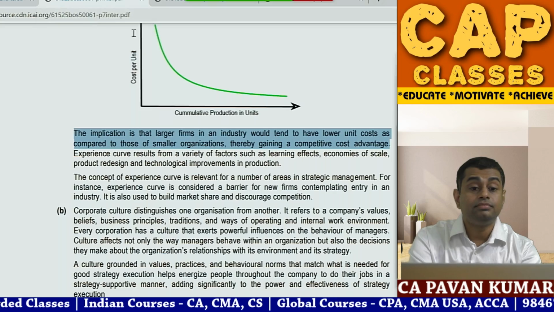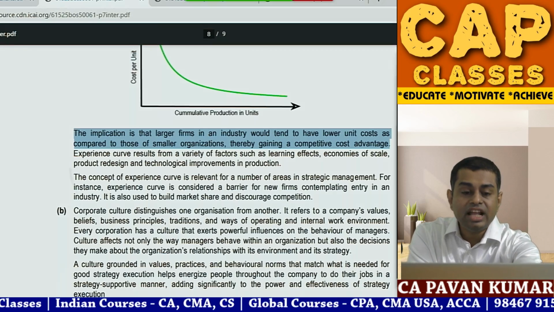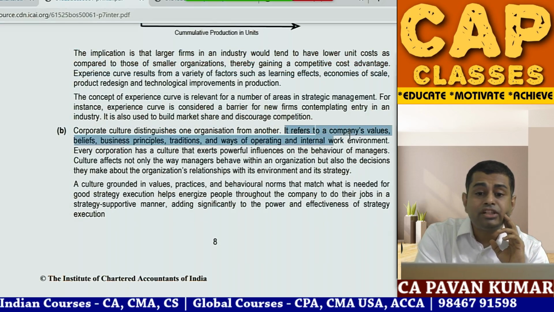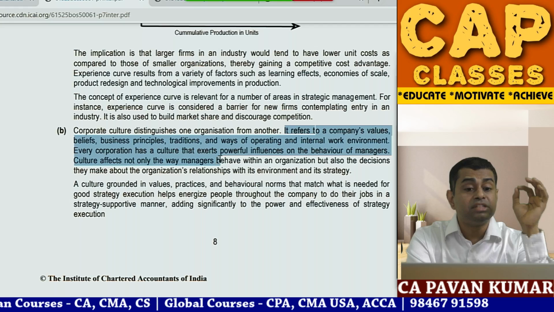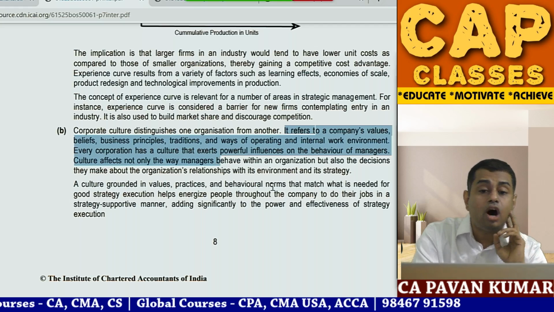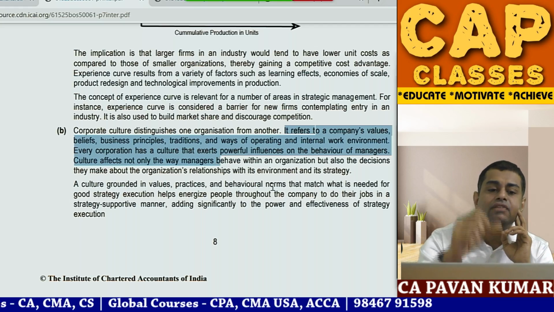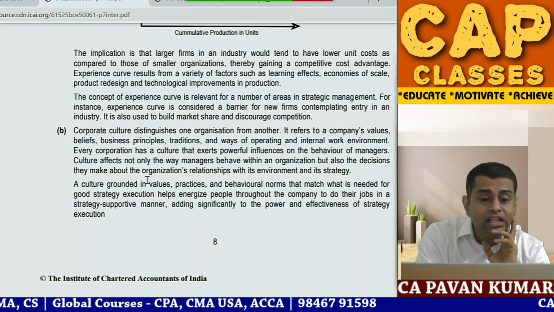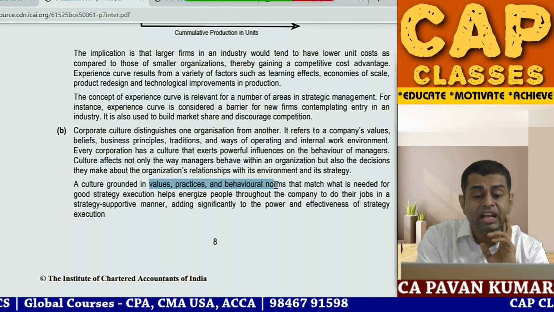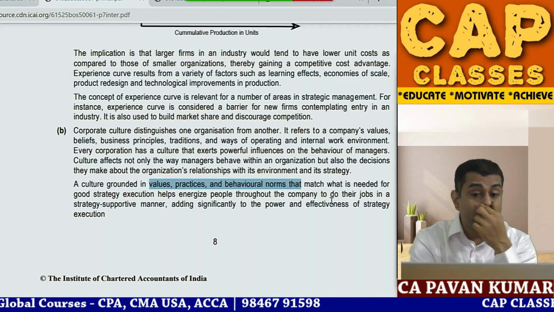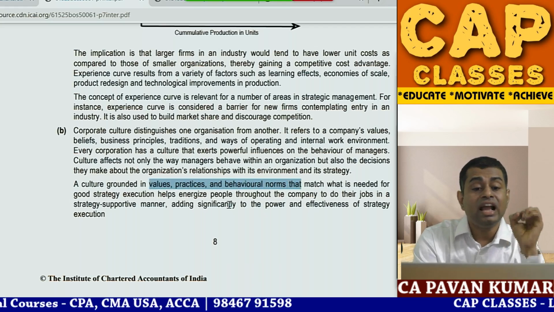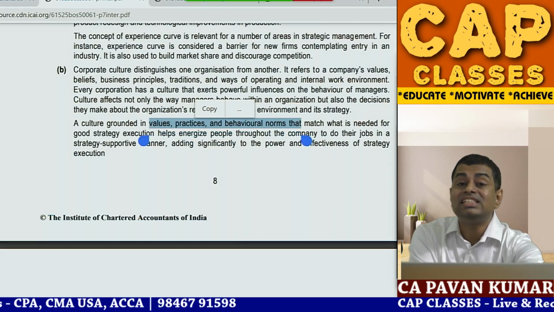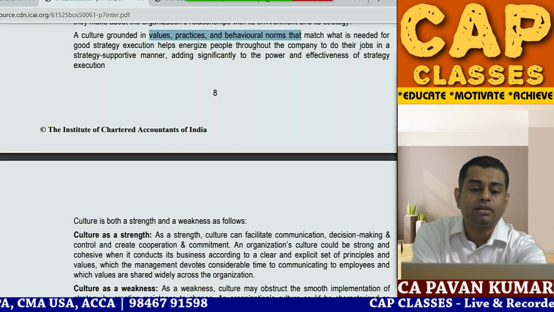So you understand terminology. First they have written corporate culture. So what is the meaning? It refers to the company's values, beliefs, business principles, traditions and the way of operating and internal work environment. So that is the meaning they have written. A culture grounded in values, practices, behavioral norms that match what is needed for good strategy execution helps energize people throughout the company. This is strategy-supportive culture.